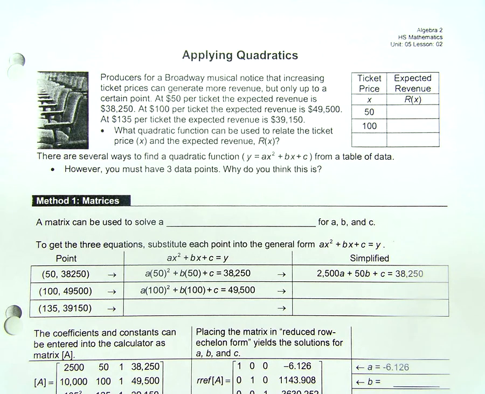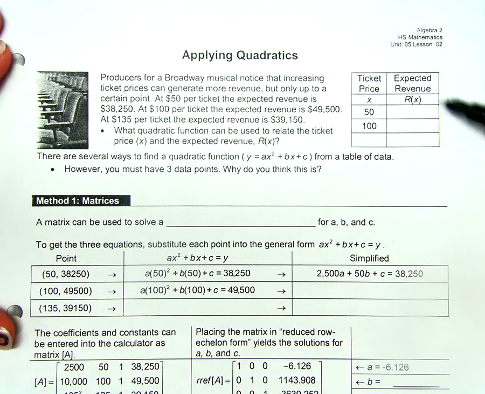Producers for a Broadway musical notice that increasing ticket prices can generate more revenue, but only up to a certain point. At $50 per ticket, the expected revenue is $38,250. At $100 per ticket, the expected revenue is $49,500. At $135 per ticket, the expected revenue is $39,150. Then it asks what quadratic function can be used to relate the ticket price and the expected revenue.